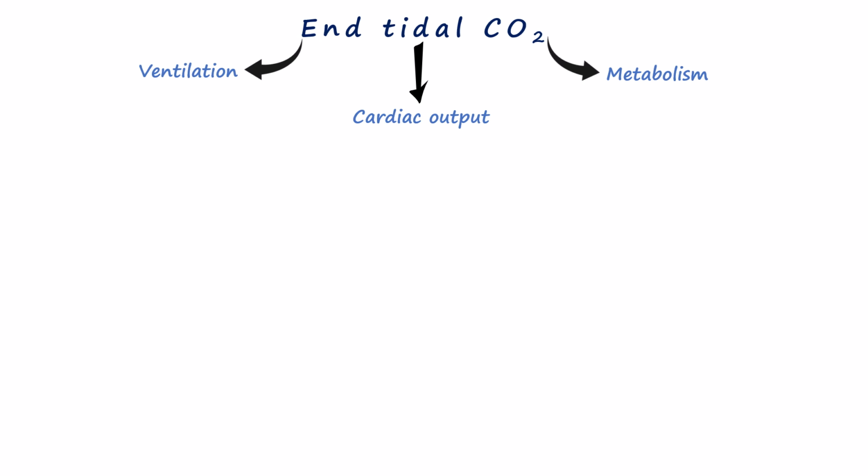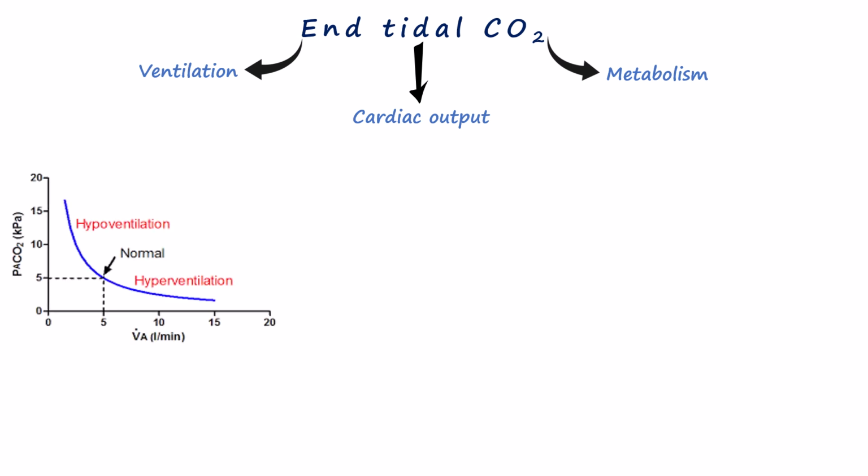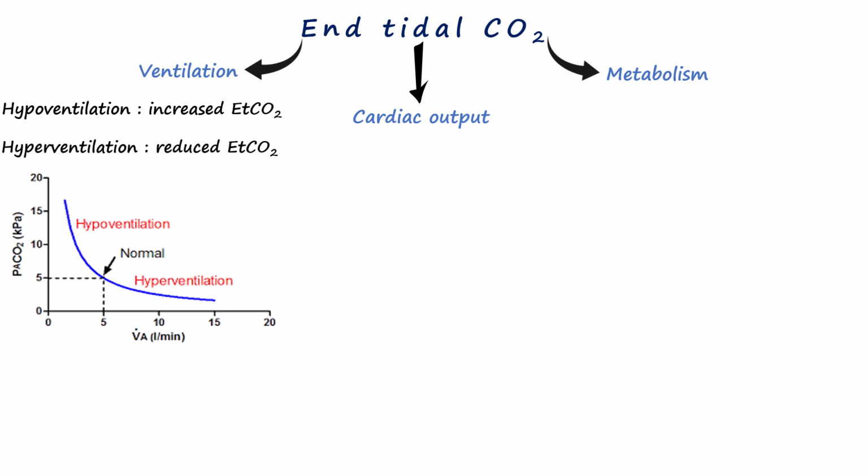Ventilation refers to the movement of air in and out of the lungs, and it is primarily determined by tidal volume and respiratory rate. If ventilation is decreased due to low tidal volume or reduced respiratory rate or both, less CO2 is exhaled, leading to a rise in end-tidal CO2. Conversely, if ventilation increases through a higher respiratory rate or larger tidal volume, more CO2 is eliminated and EtCO₂ levels fall.